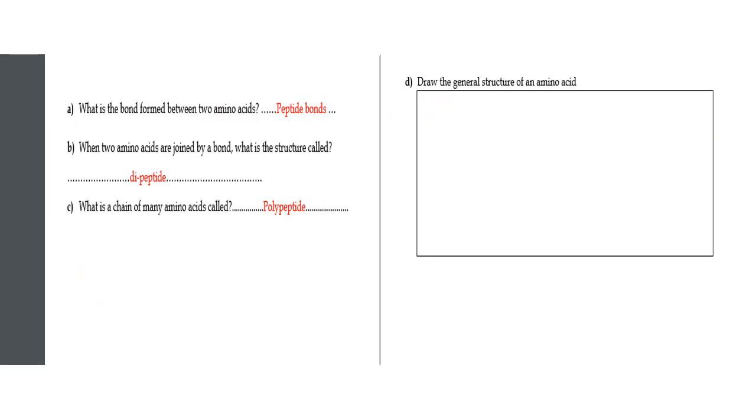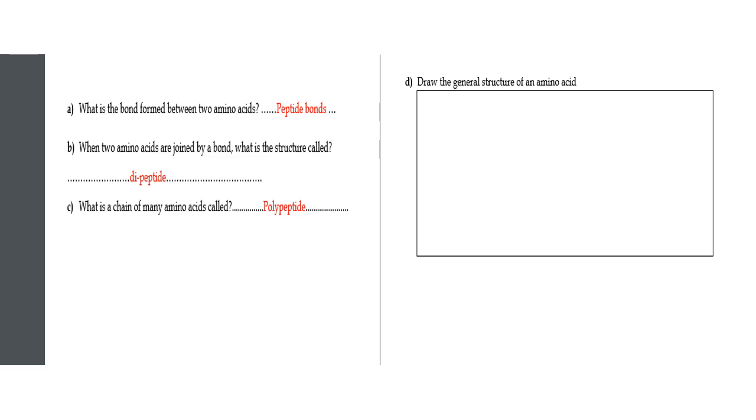Okay, this slide came out quite small, but I hope you can see it. But the question, I'll read that out, is what is the bond formed between 2 amino acids? So this is the protein section of the chapter, and that bond is peptide bonds. When 2 amino acids are joined by a bond, what is that structure called? It is called a dipeptide. And when you have a chain of amino acids, you have what we call a polypeptide.